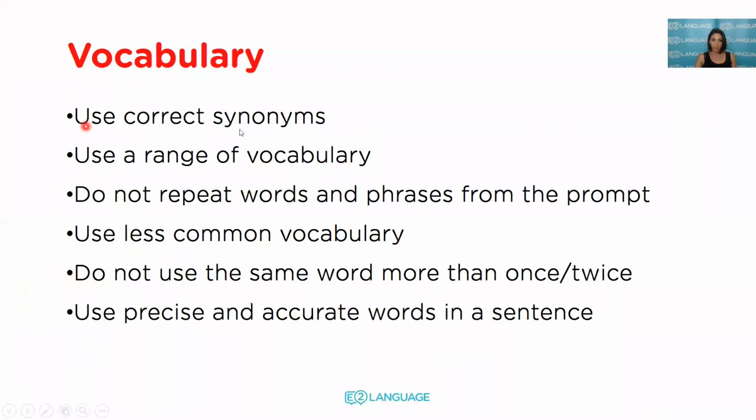vocabulary. So you want to make sure you're using correct synonyms. Remember, not all words can replace other words. You have to make sure that your synonyms are correct, that you use a range of vocabulary, which means you avoid repeating words from the prompt, and you avoid using the same word more than once or twice in a paragraph. Use less common vocabulary. So instead of saying always an increase, an increase, an increase, you can say, for example, a rise. Instead of saying a decrease or decreased, we can say dropped. We can say plummeted. We can say fell. Okay, so using lots of different words for the same thing. Making sure that your word choices are precise and accurate.